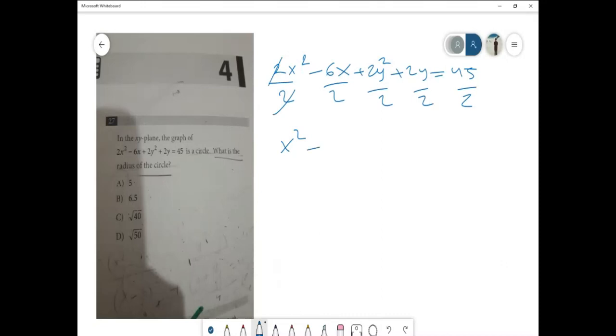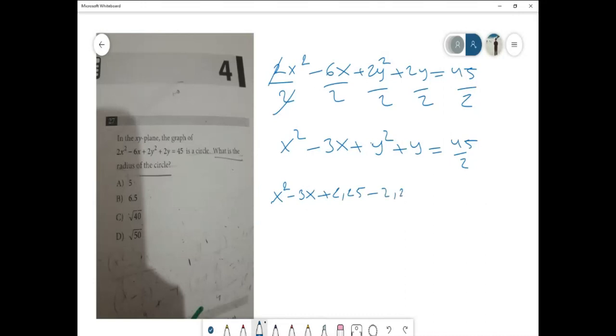If I have a coefficient for x, say 2x squared minus 6x plus 2y squared plus 2y equals 45, I need to cancel it. How can I cancel this? I'm dividing by 2. I can cancel it, so it'll be x squared minus 3x plus y squared plus y equals 45 over 2.